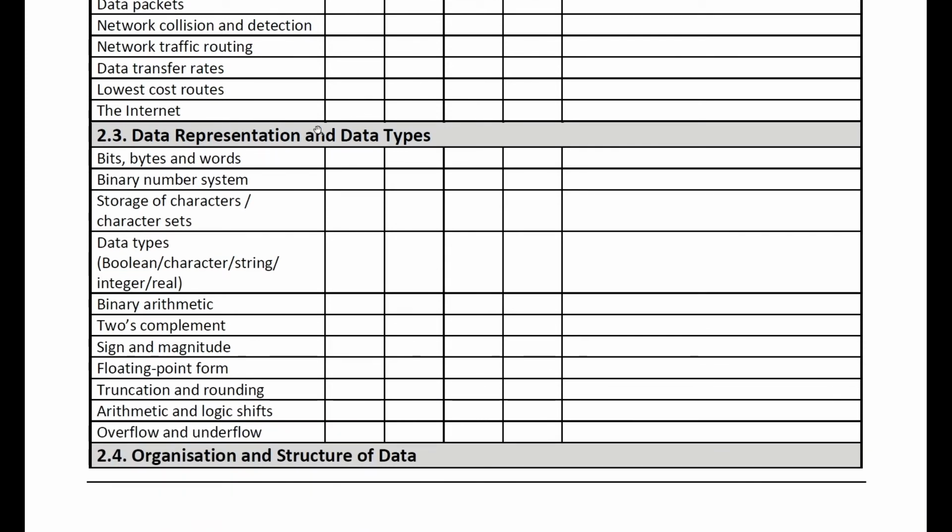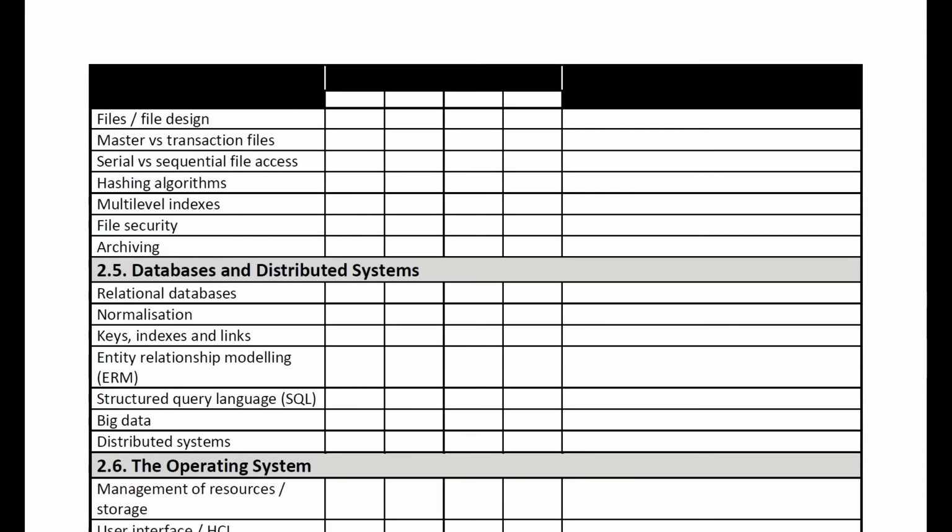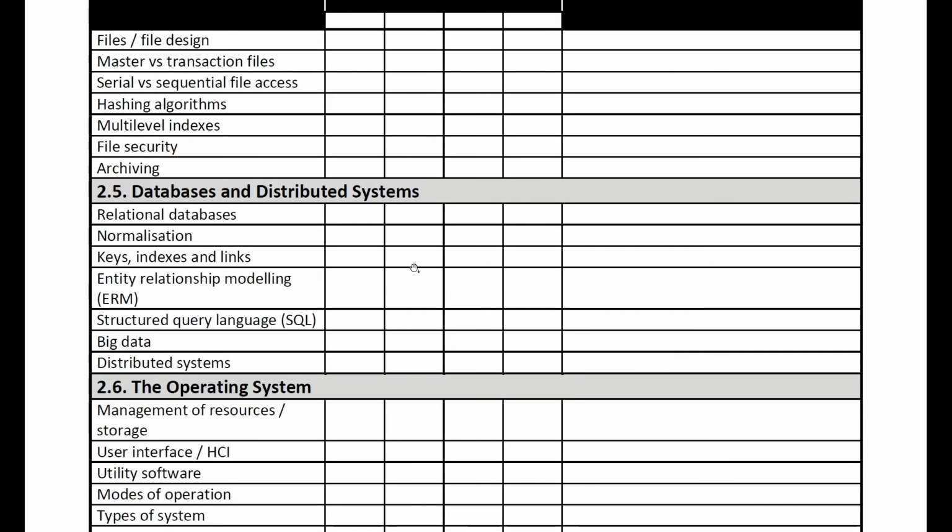We look at data representation and data types, so how you can actually represent the data on a computer system. We'll look at the different binary notations. We have the organization and structure of data, looking at how data can be stored effectively and organized on a computer system. We'll look at how computers can use databases to structure and organize data.